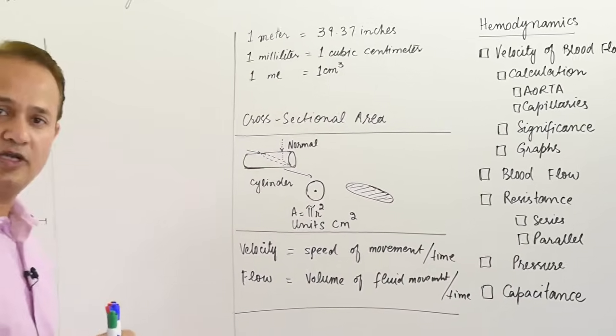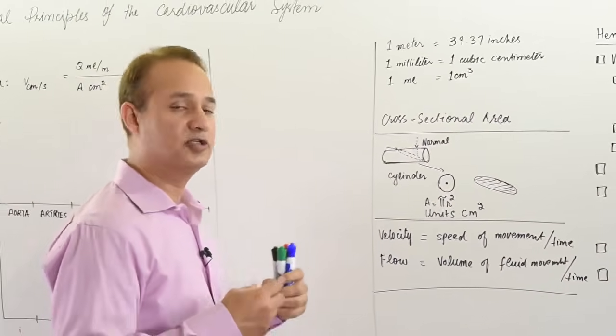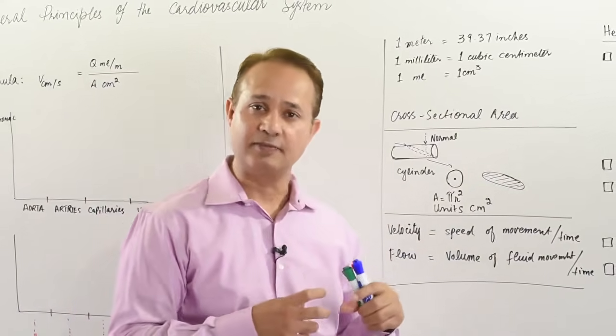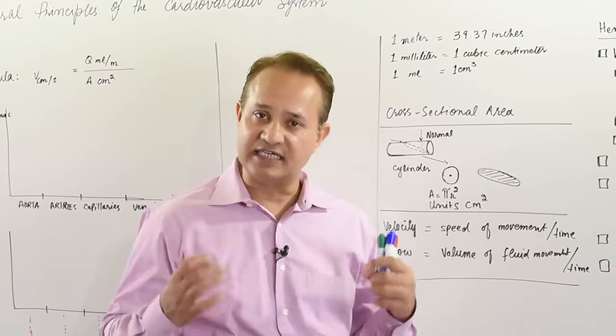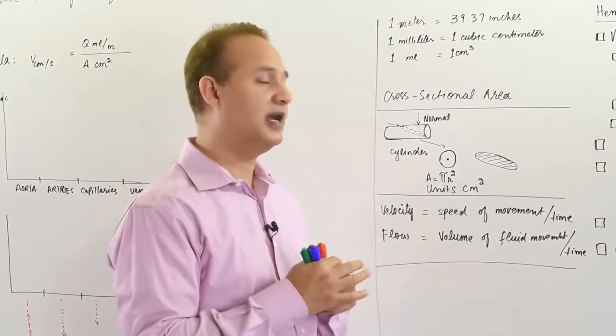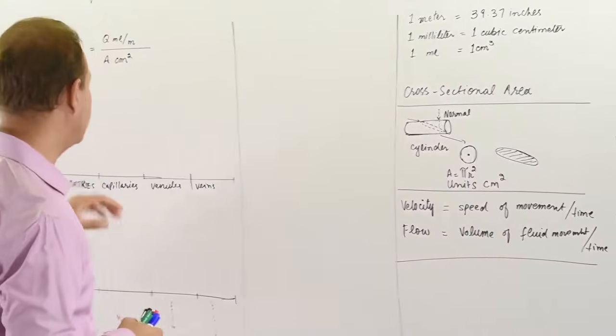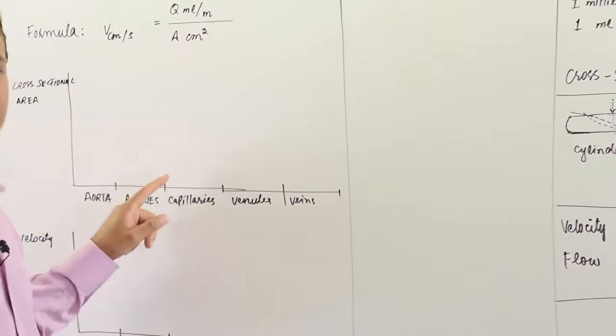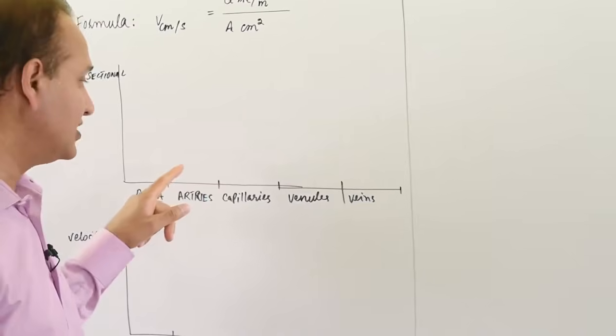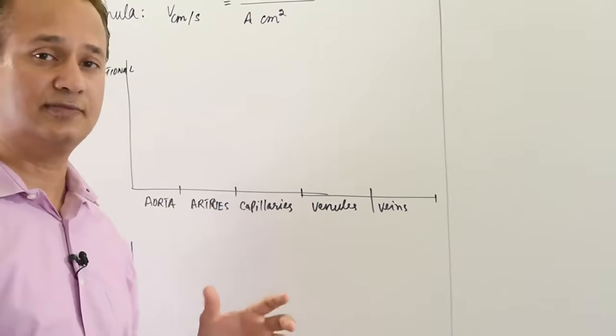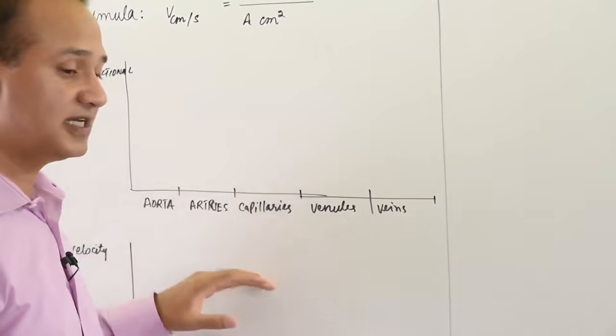We'll talk about the formula to calculate the velocity. We'll talk about the velocity in aorta versus capillaries. We'll also talk about the significance of the velocity of the blood flow and the graphs that can actually appear in various tests. This is really important. These graphs appear in lots of places during the discussions or during the steps. So please make sure that you understand these graphs.